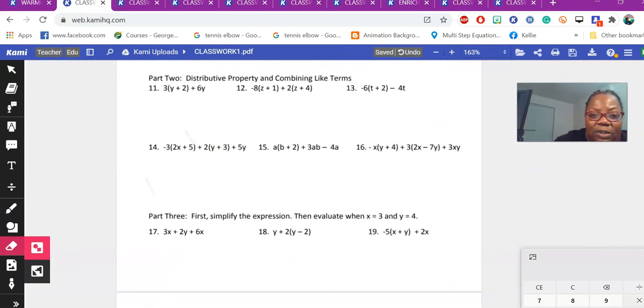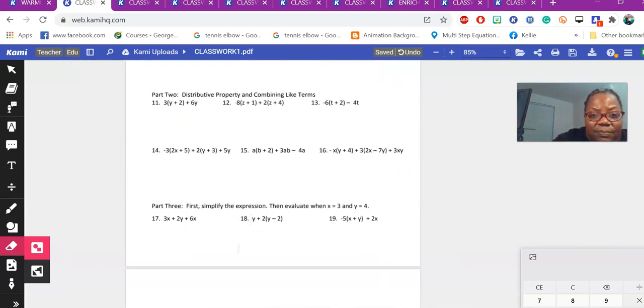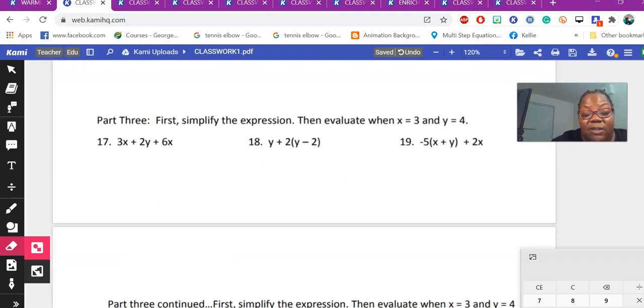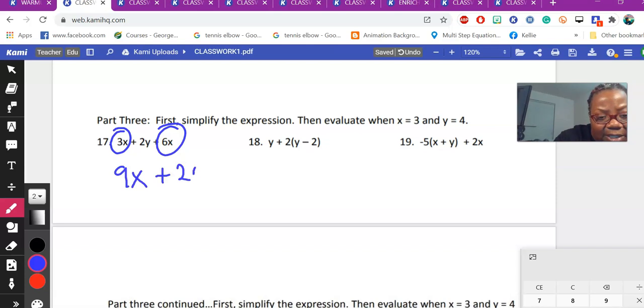All right, so here, let's try looking at part 3. Part 3 says, first simplify the expression, then evaluate when x is 3 and y is 4. Okay, so first simplify means that we're going to combine like terms, right? So let's take a look at the first one. You see you have a 3x and a 6x. If we combine those, we have 9x. Nothing else is going to combine with that 2y, so let's bring this back down.